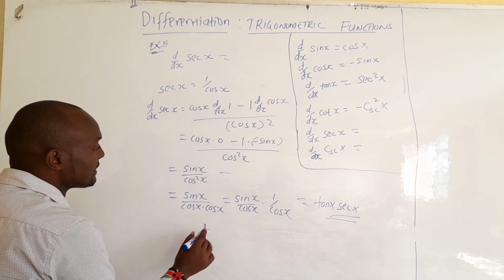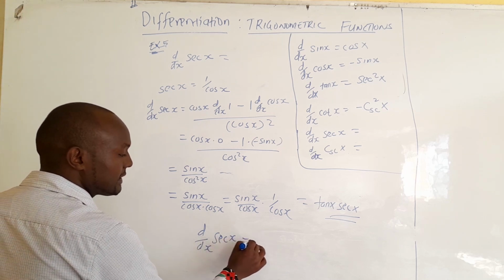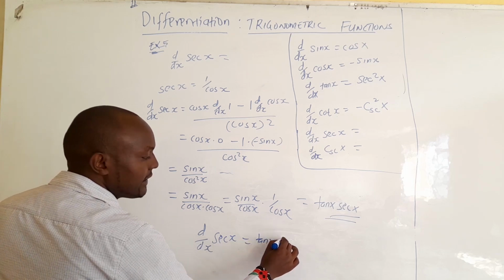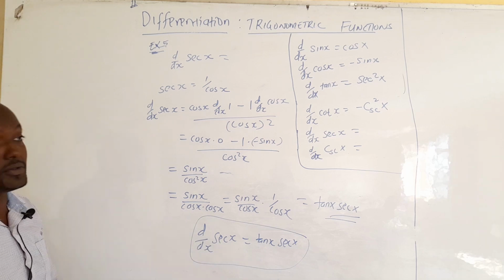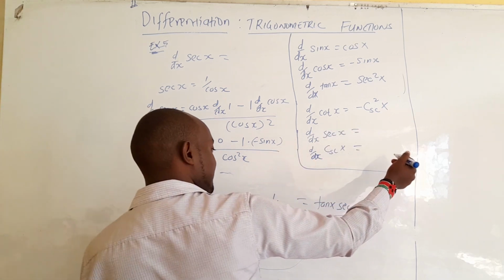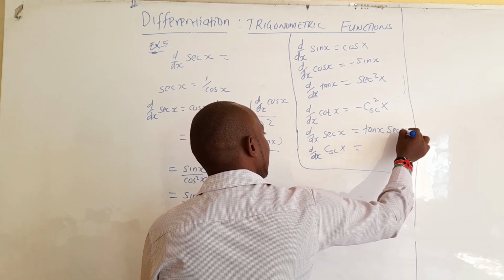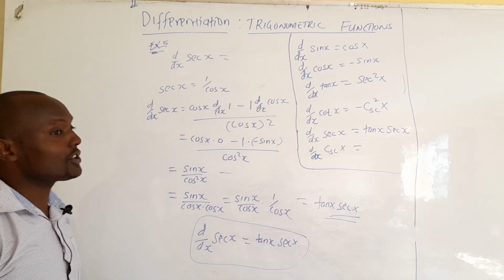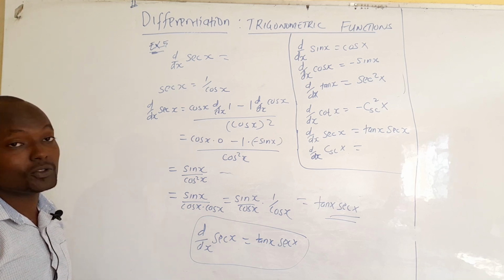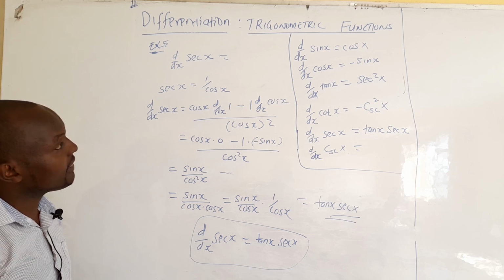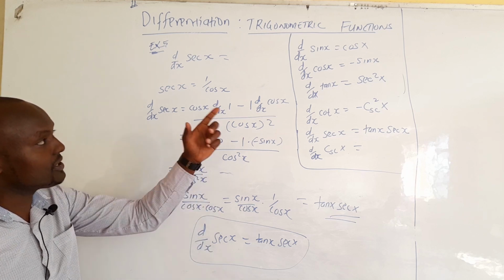So how do we differentiate now? Sec x is the same as tan of x, sec of x. And that's how we differentiate the sec of this one. So the answer now, how do we differentiate sec? It will be tan x sec x. The reason why we are doing all this is because we will apply this where we shall be using the product rule, the chain rule, the quotient rule. At least you have seen how we use the quotient rule on this one. So it is good to know how we differentiate this one.